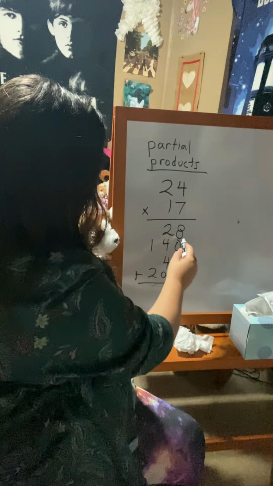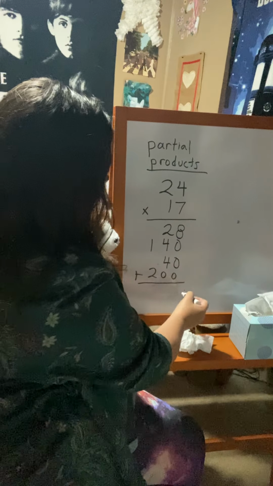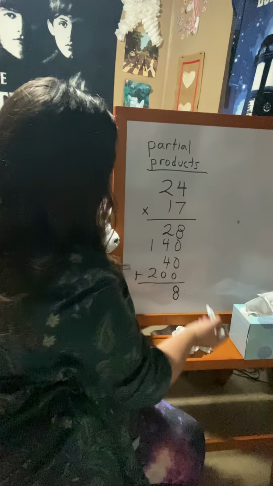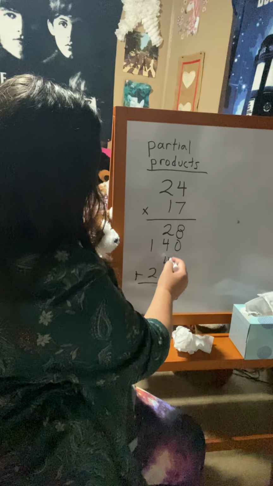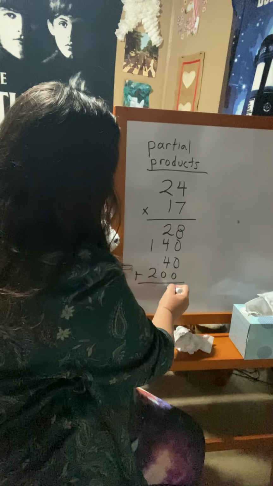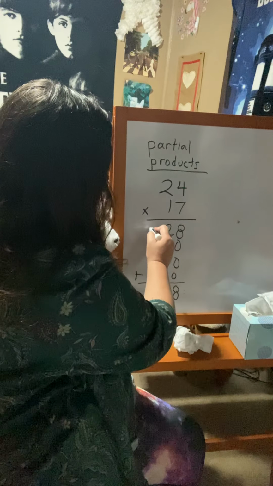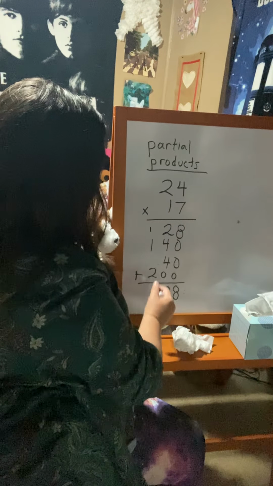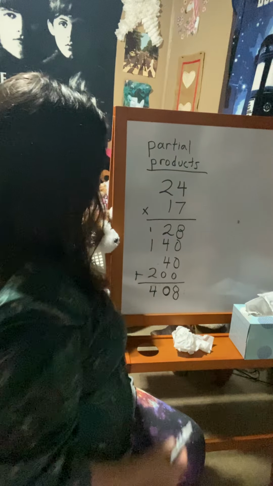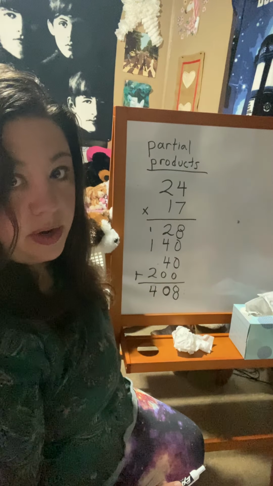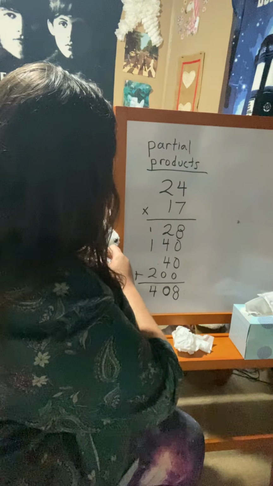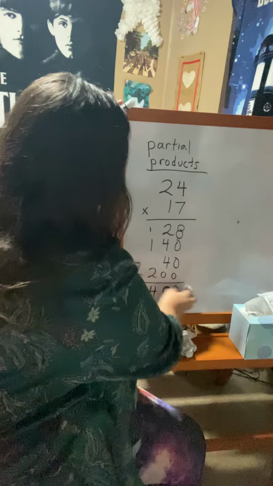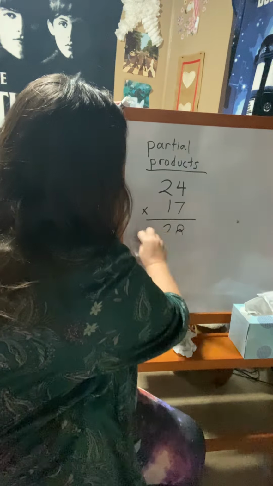So let's add it all up. 8 plus 0 plus 0 plus 0 is 8. 2 plus 4 is 6. Plus 4 more is 10. Put the 0 down here and carry the 1. 1 plus 1 plus 2 is 4. So your answer is still 408. Partial products. That's 3 different ways to do those problems. And you will get the same answer if you do them correctly every single time.